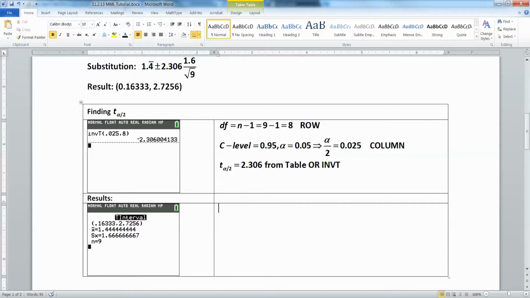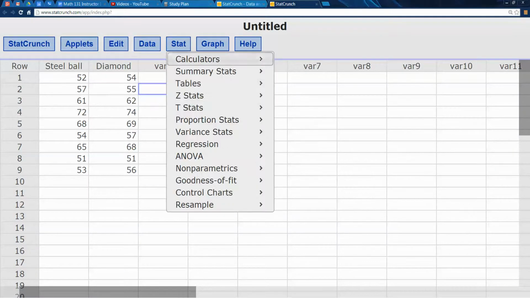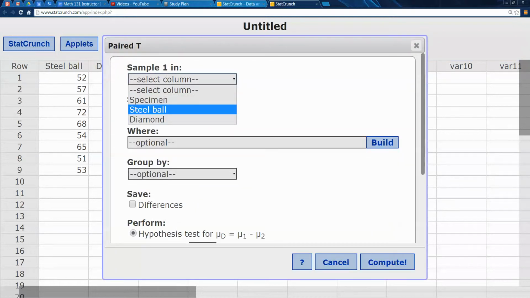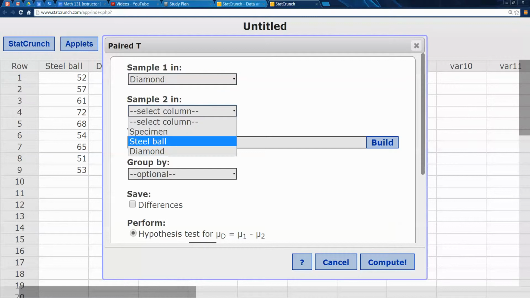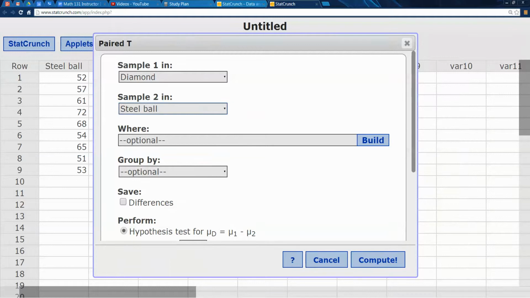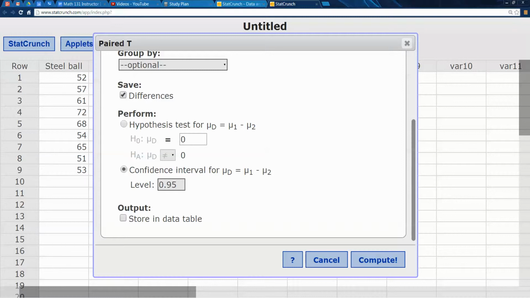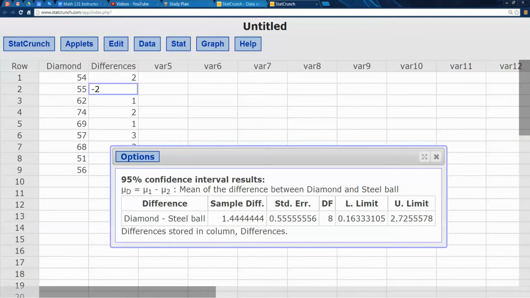Let me just show you real quick with StatCrunch in case that's what you're more comfortable with. So you go to Stat, T-Stats, Paired. Sample 1 is diamond because they said they want a diamond in front. So we'll do diamond as sample 1, even though that's actually column 2, right? And we'll do steel ball in sample 2. And then we want the difference, 0.95. And I'll save the differences, why not? So I'll click on that little guy right there and say compute.